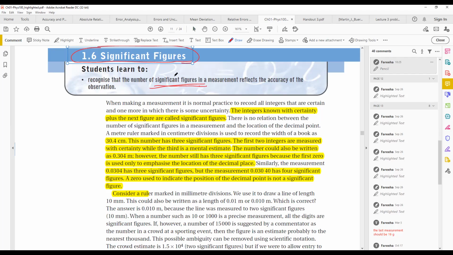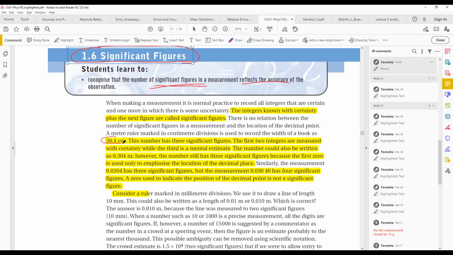The number of significant figures in a measurement reflects the accuracy of the observation. Okay, so when you read this, you will see that the integers known with certainty plus the next figure are called significant figures. So we can use this as a definition. And then there is an example.